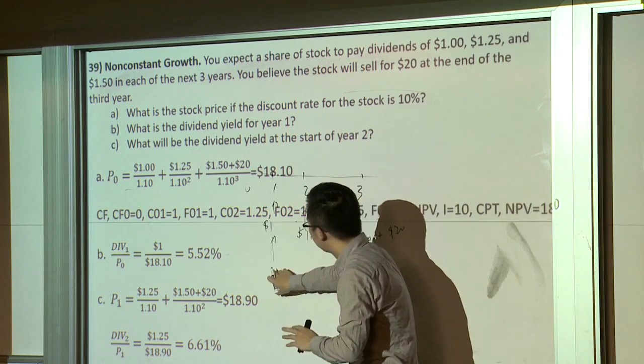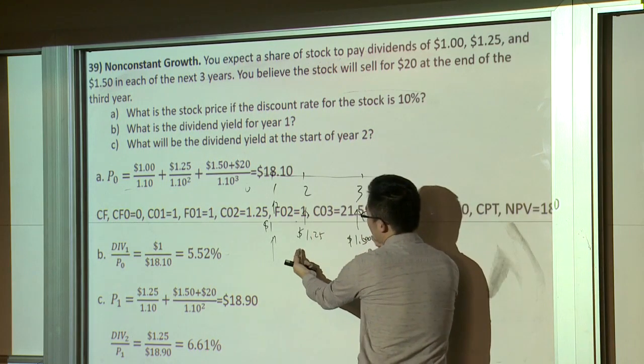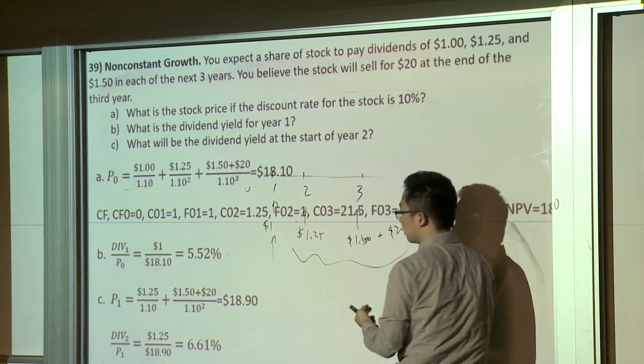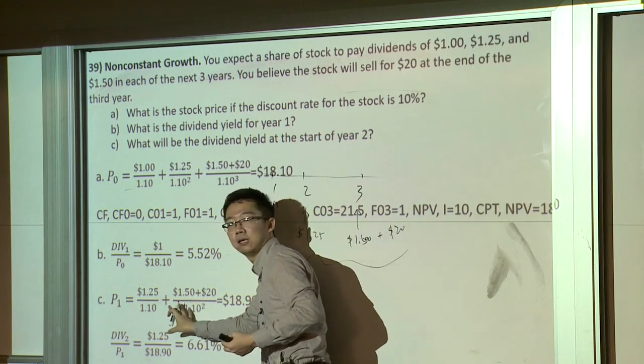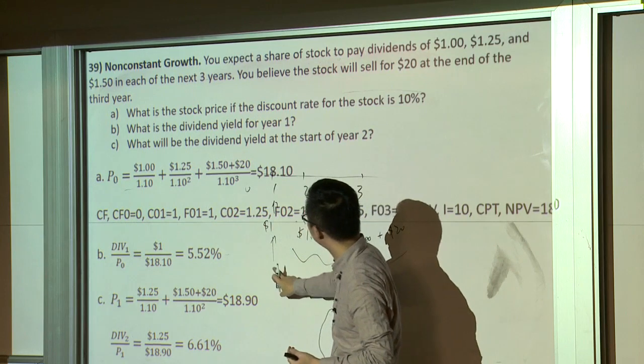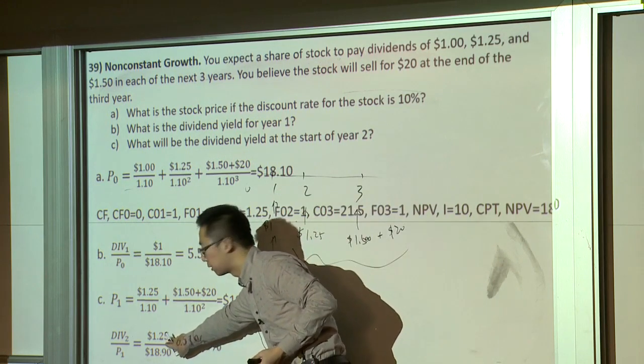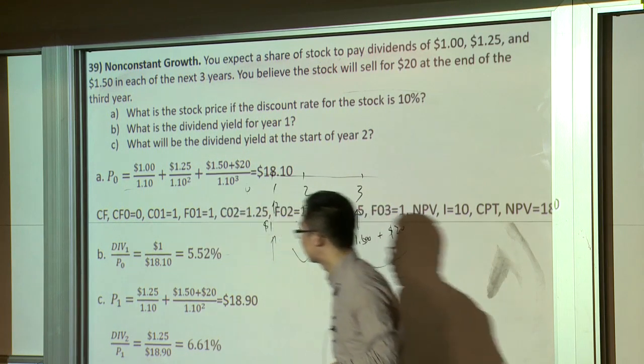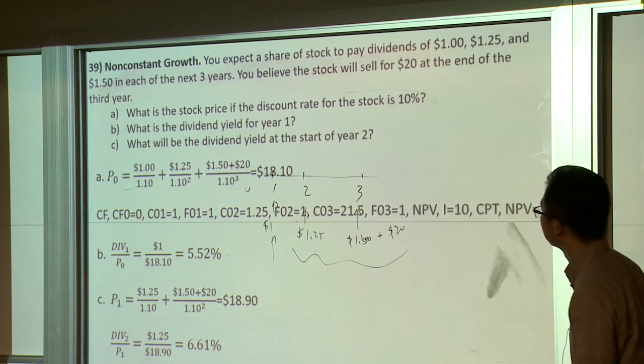At the beginning of year 2, what will be the stock price? The present value of all the future cash flow, basically these 2 cash flows. Discount these 2 cash flows back. Okay, we get the stock price at the beginning of year 2. And divide the dividend in year 2 by the stock price at the beginning of year 2. Okay.